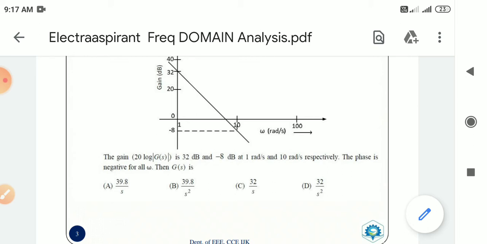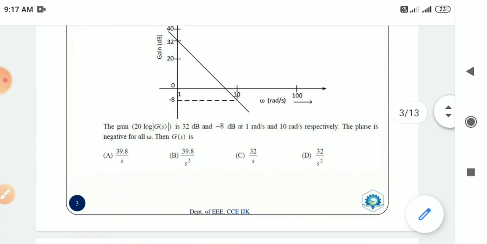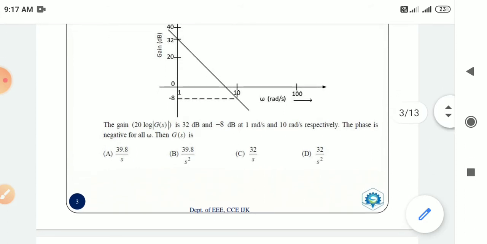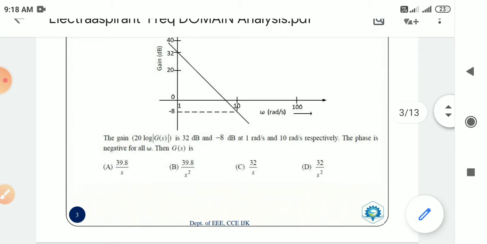a term s square in the denominator of the transfer function. So the transfer function has the form K divided by s square. From the observation of the Bode magnitude plot, it is clear that the transfer function has the form K by s square. Now we need to find the value of K.